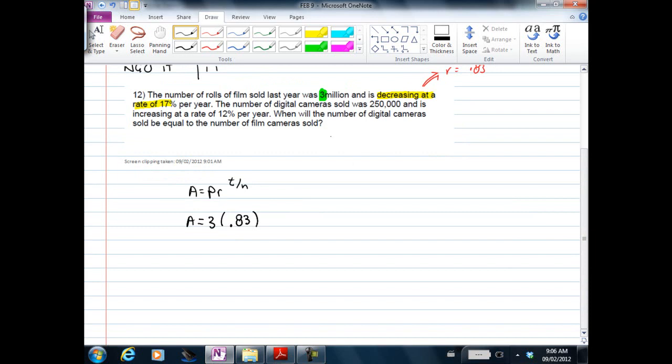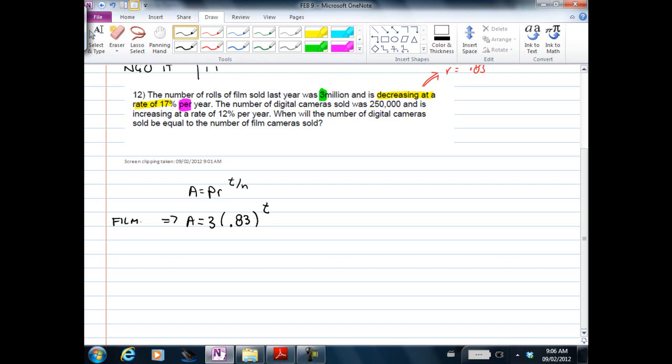Now, the next question is, what the heck is n? 1. Why do you say it's 1? There's another magic word in there that I told you. Per. So we know n is just equal to 1. So would you agree my formula, we're going to write this down, rolls of film.